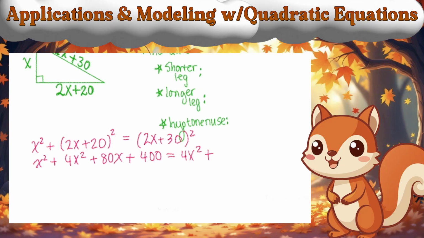Outer would be, if I wrote it twice, 60, inner 60x, so I get in the middle 120x, and 30 times 30, last times last, is 900. Okay, so that's where we are right now.